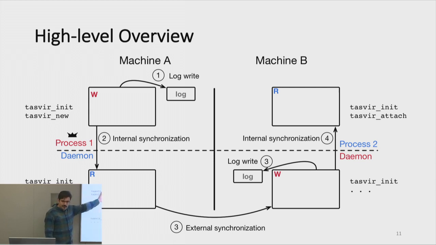The applications will move on, but the daemon in the background, when it's time for the external synchronization, will go over the log internally maintained in the area, copy all the changes, basically packetize all the changes, and send it out over the network. Within a machine, you can have multiple threads write into the same area?